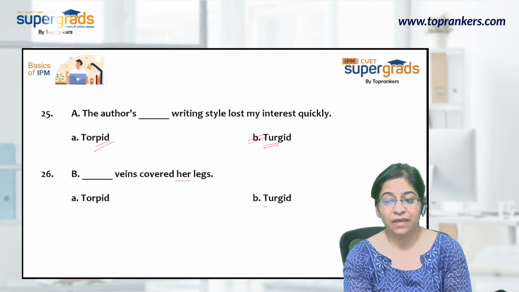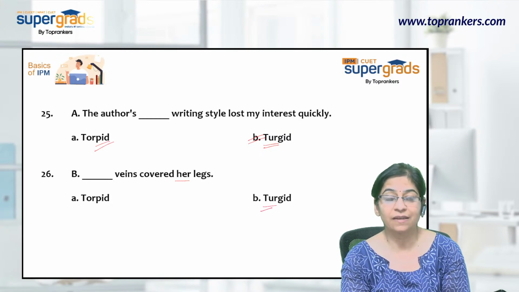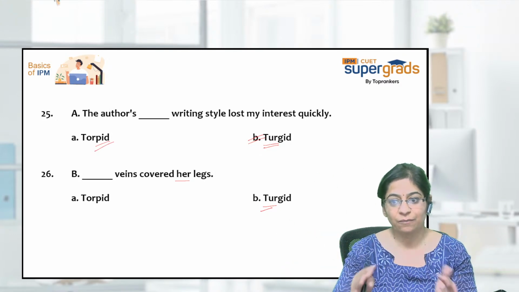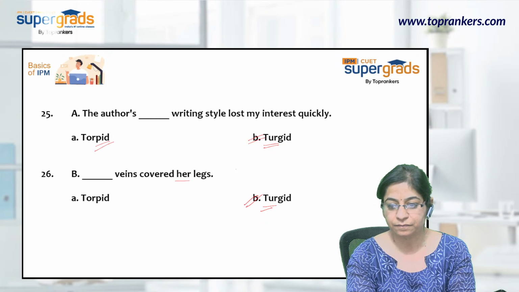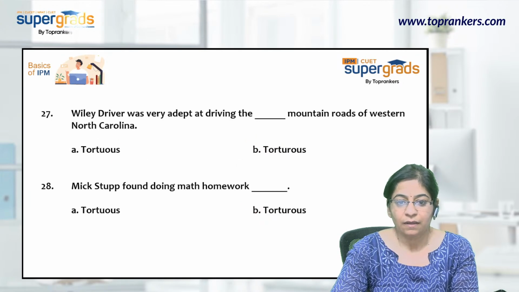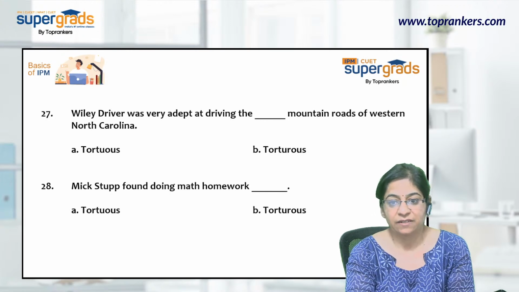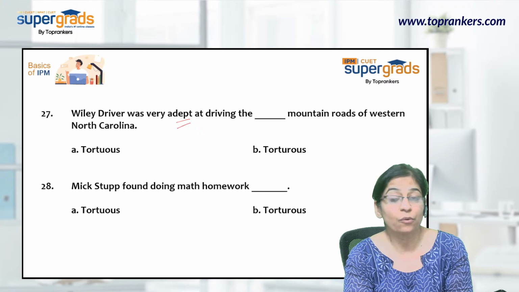Dash veins covered her legs. Now, the meaning of turgid, as already stated, one of the meanings is swollen, okay, bulging outside. So, how were the veins? Probably turgid veins were bulging outside. Turgid veins covered her legs.